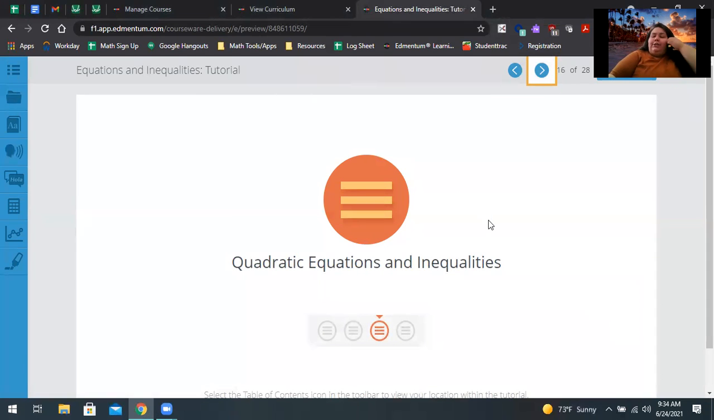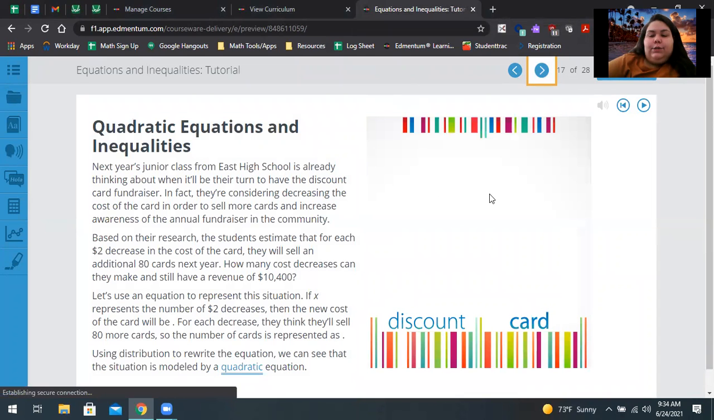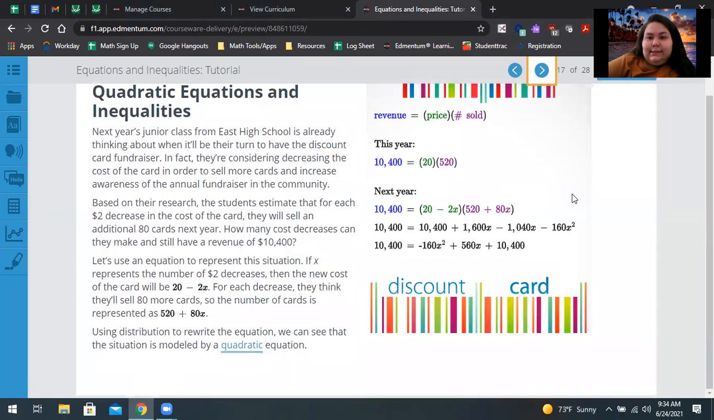Quadratic equations and their inequalities. We are going to be solving quadratic equations, but instead of having equal signs, they are going to have greater than, less than, greater than or equal to, less than or equal to inequalities. So let's take a look at slide 17.